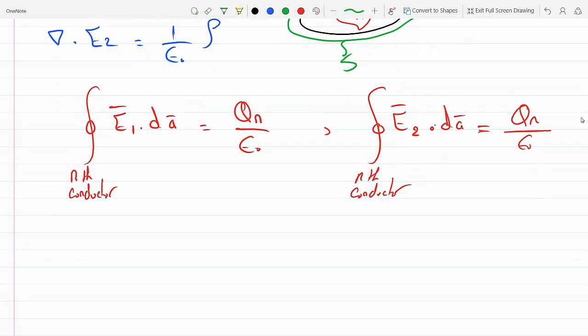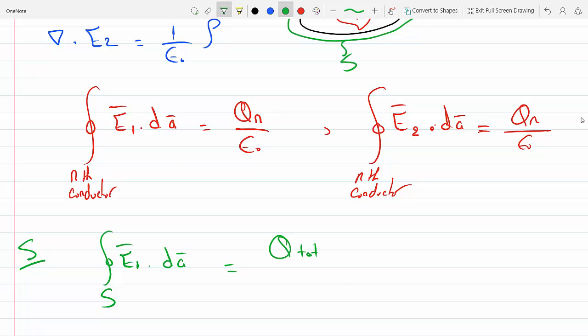Also, Gauss's law has to apply. On S, the integral of E1 dot dA on the outer boundary S has to equal the Q total that boundary encloses over epsilon, and likewise the integral of E2 dot dA on S has to equal Q enclosed over epsilon, or Q total if you're enclosing the whole thing.